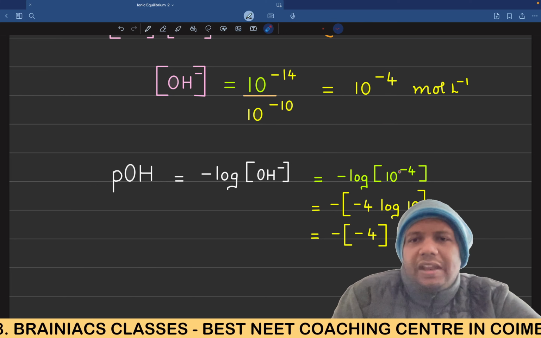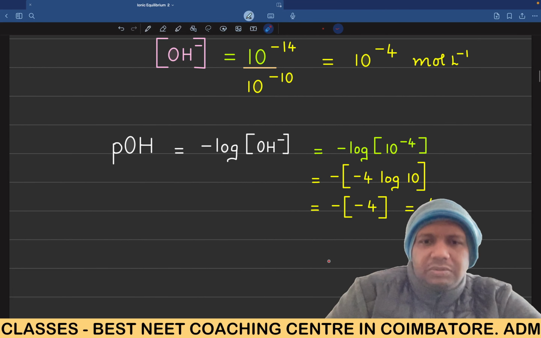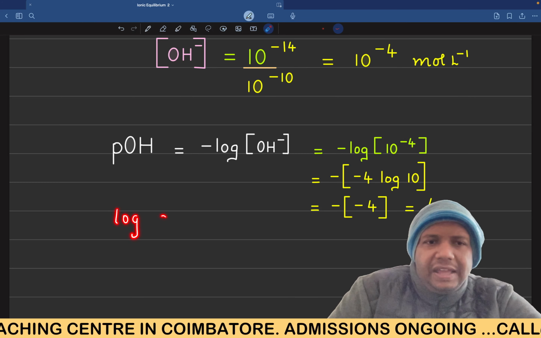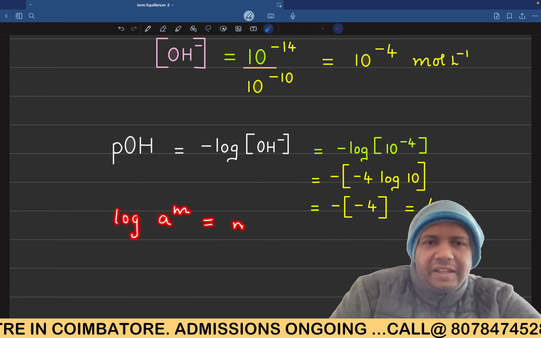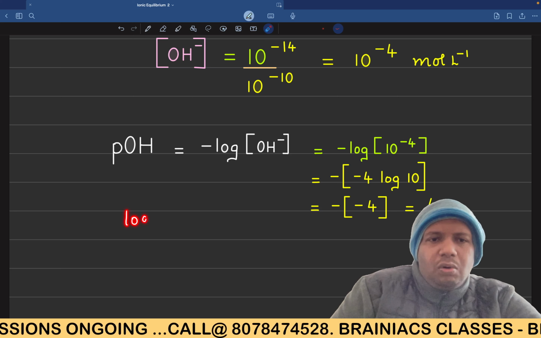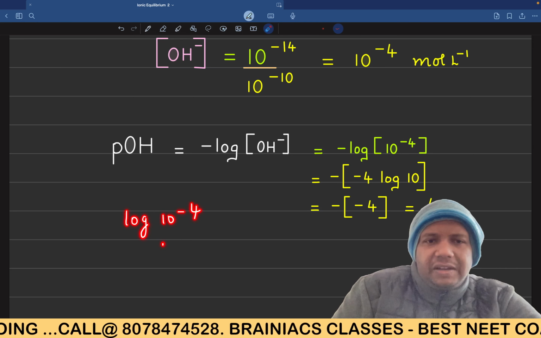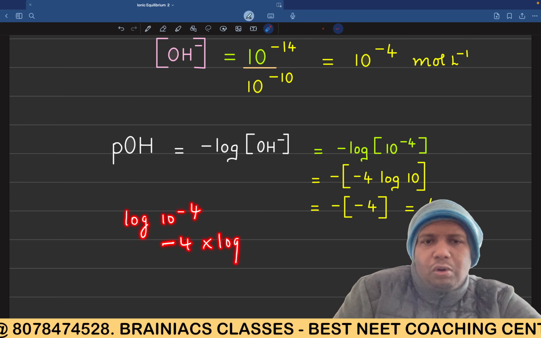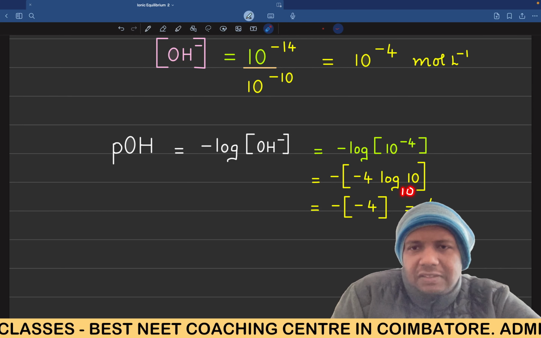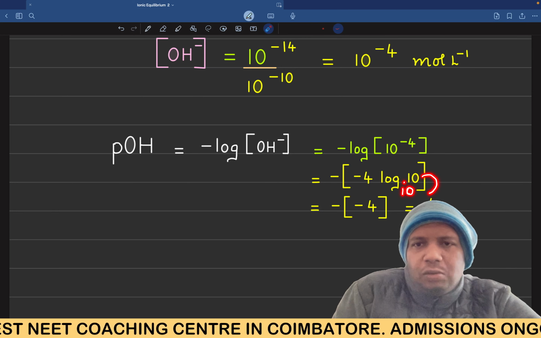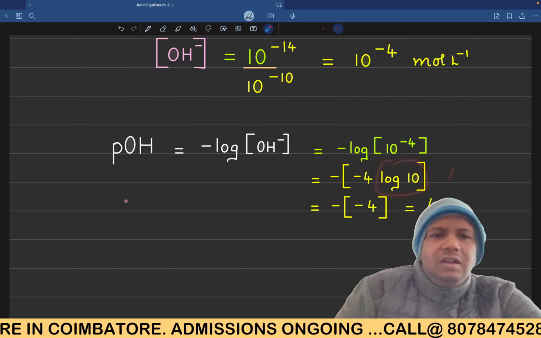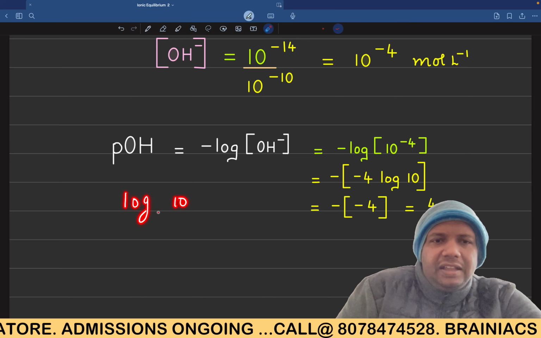Correct? Now how can you expand this? Listen here, log A raised to M can be expanded as M into log A, like this. So here it is log 10 power minus 4. So this can be written as minus 4 into log 10. This is the fundamentals of logarithm. And we know that this log has a base value 10. So whenever both values are the same, 10 and 10, this log 10 is actually 1. Please remember, log 10 is always 1.